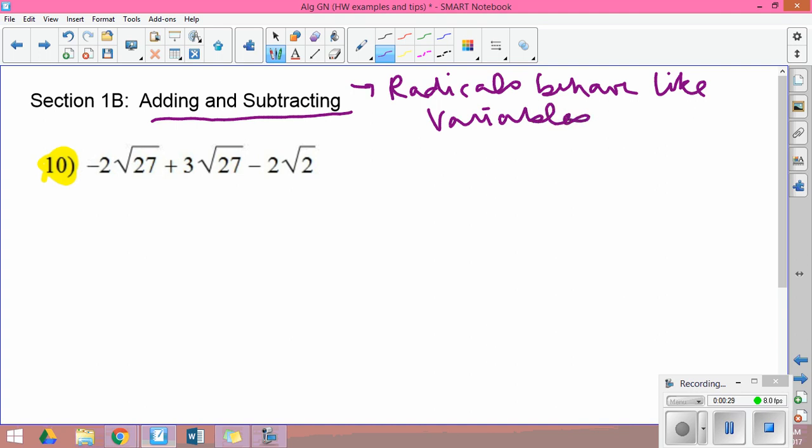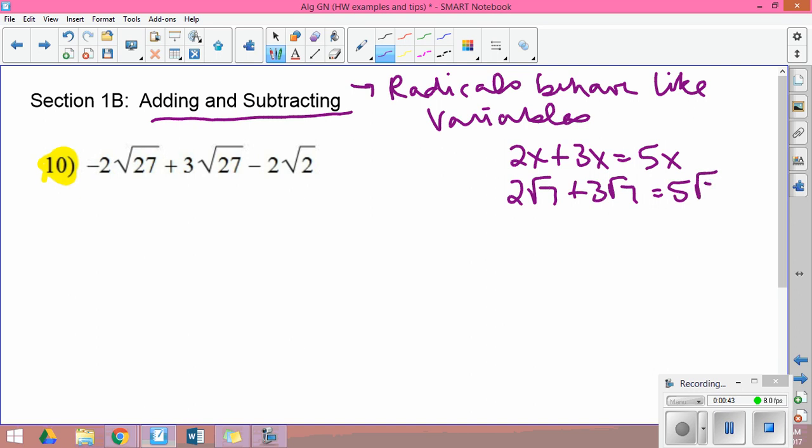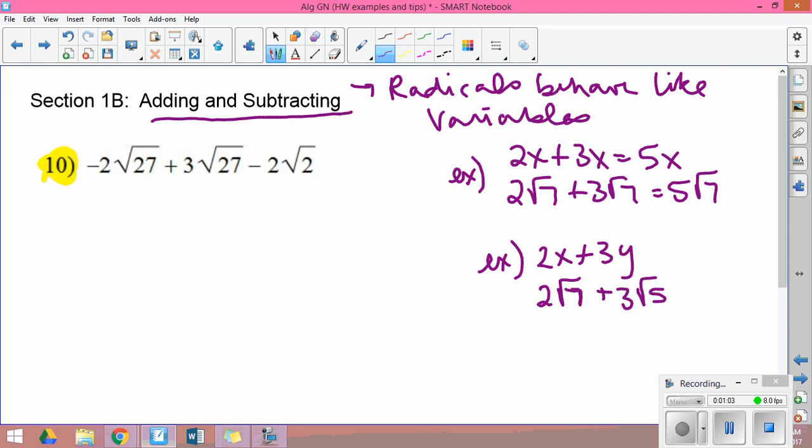For example, if I had 2x plus 3x, I could write 5x. That's exactly the same if I have 2 square roots of 7 plus 3 square roots of 7, which would be 5 square roots of 7. Notice the radical didn't change. But if I had 2x plus 3y, you can't add those. You cannot combine them. In the same way, I would have 2 square roots of 7 plus 3 square roots of 5. I can't combine those under addition or subtraction. So just a couple of ways to think about combining those.